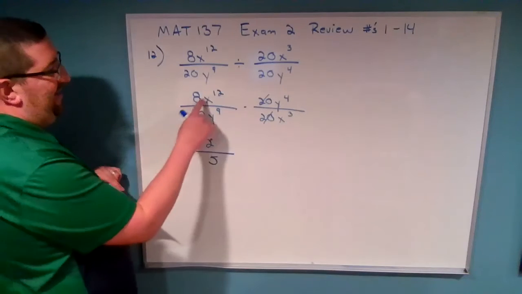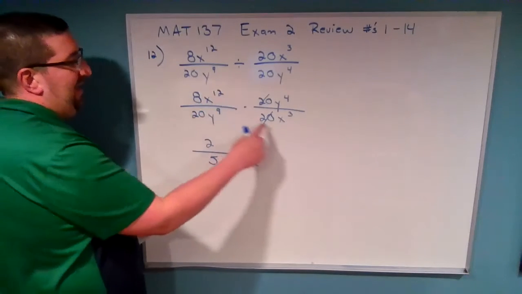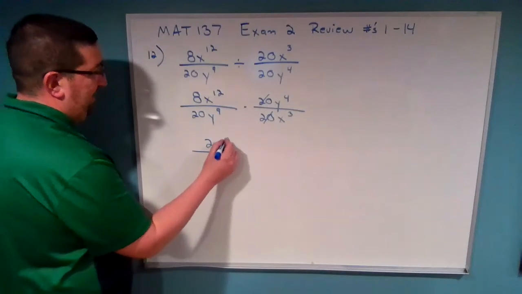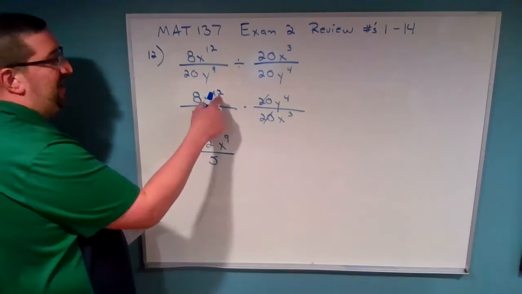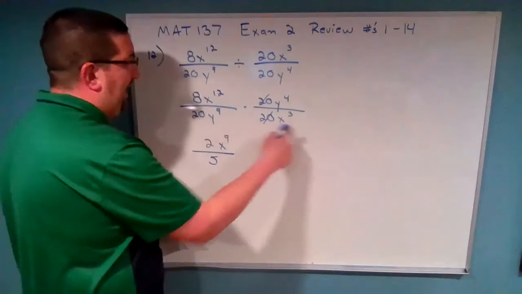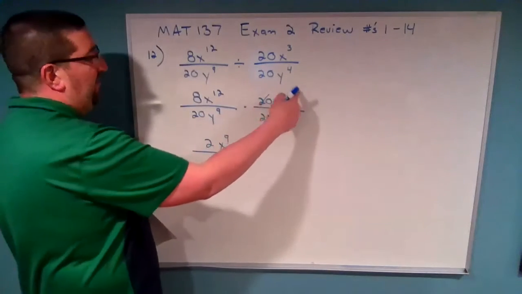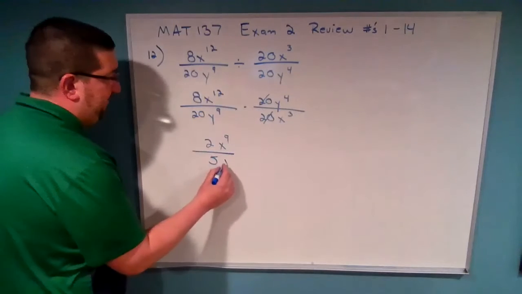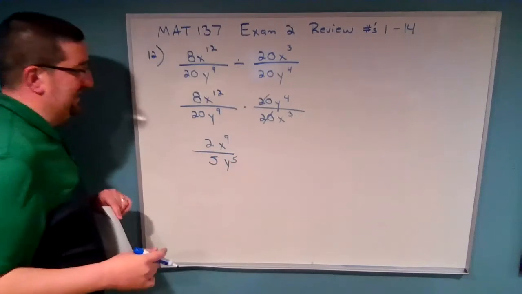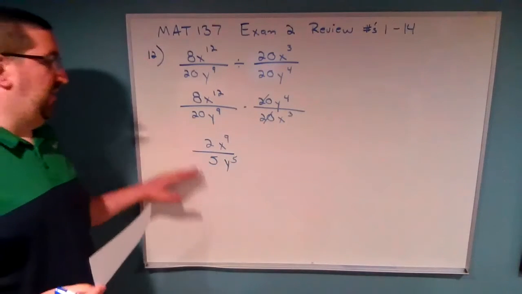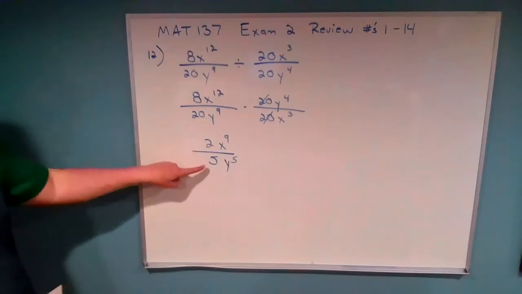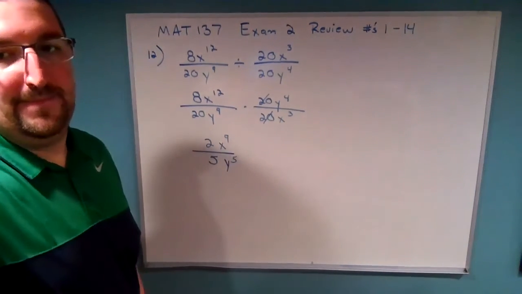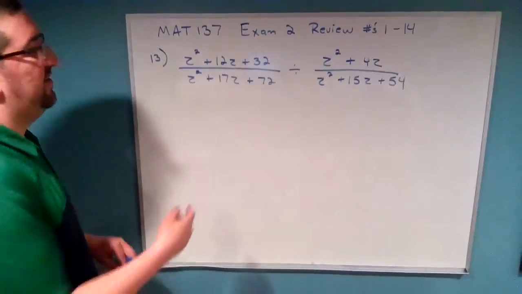Then I have x to the 12th up top and x to the 3rd down bottom. That would be x to the 9th up top because there are 9 more x's up top than in the bottom. And then I have y to the 4th in the numerator and y to the 9th in the denominator. I have 5 more y's in the denominator than the numerator. So my answer would be 2x to the 9th over 5y to the 5th.